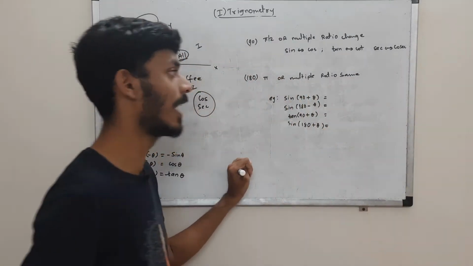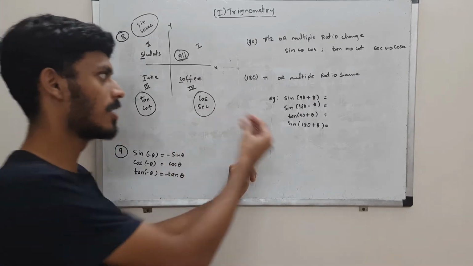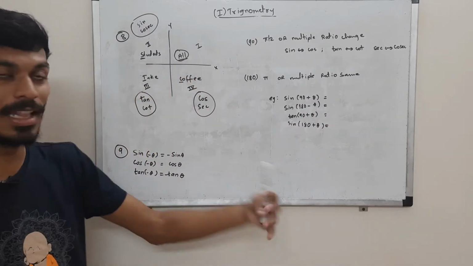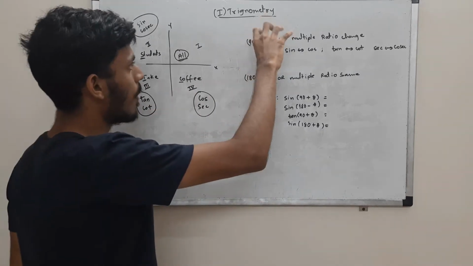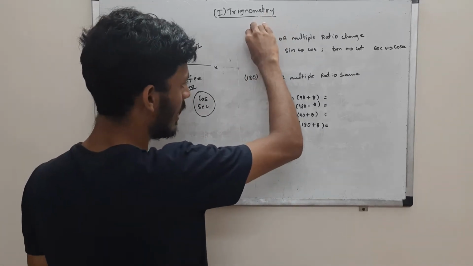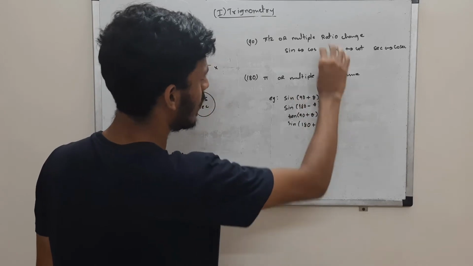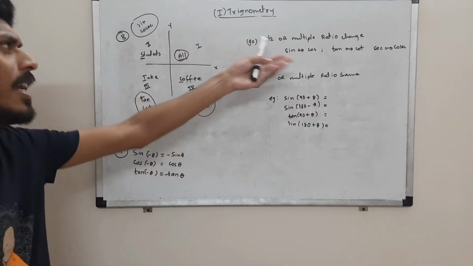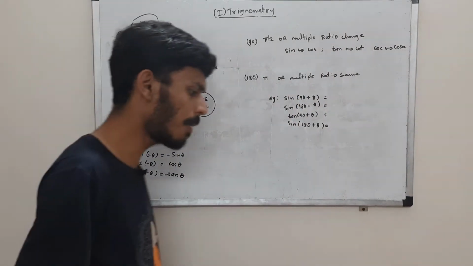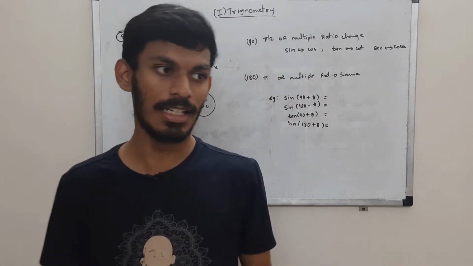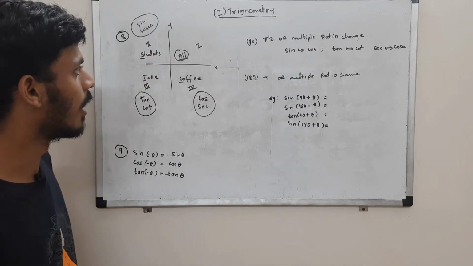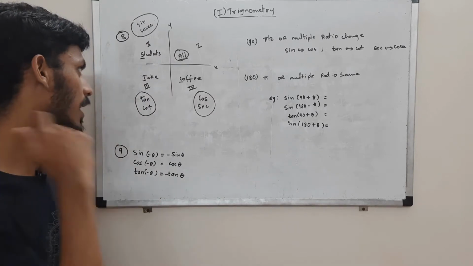So what is sine of 90 plus theta? What is sine of 180 minus theta? What is tan of 90 plus theta? We are going to find the answers to these, and remember that when the angle is 90 degrees, so if it's 90 degrees plus something, the ratio will change. 90 degrees or a multiple of 90, like 90, 270, and so on.